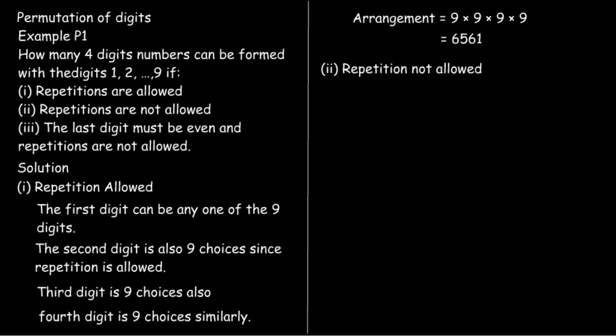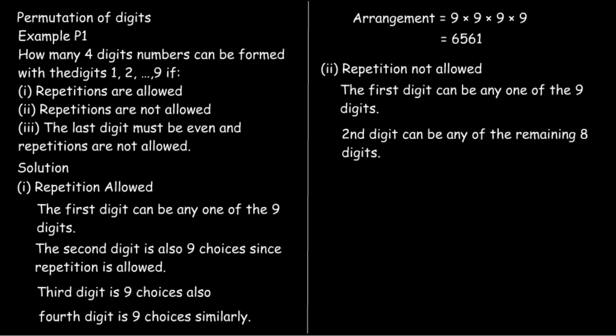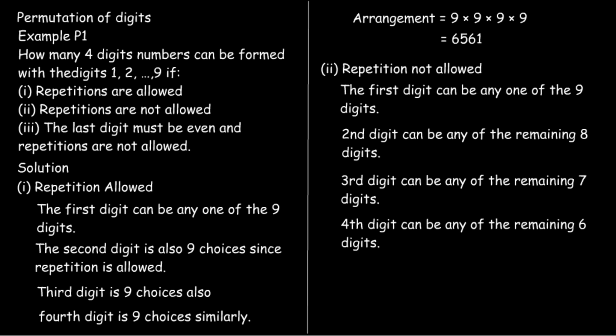So in this scenario, the first digit can be any of the 9 digits, but once you've selected one of them, you are only left with 8 digits. So the second digit can be any of the remaining 8 digits. The third digit can be any of the remaining 7 digits once you've removed 2 digits from the first and the second, and the fourth digit can be any of the remaining 6 digits.